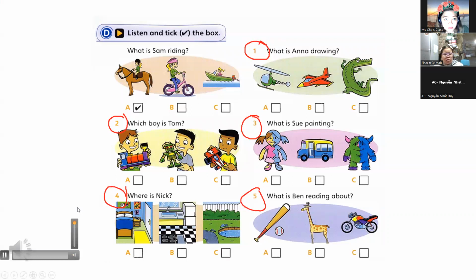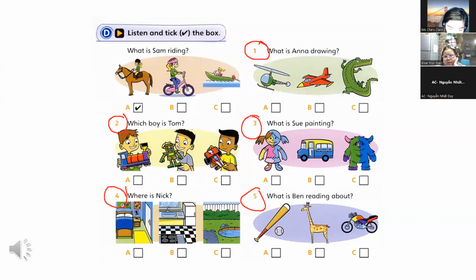21D. Play with us. Look at the pictures. Listen and look. There is one example. What's Sam riding? Is Sam riding her bike this morning? No, she's riding her friend's horse. Wow! Her friend's family have got a boat, too. But Sam can't ride in that. Can you see the tick? Now you listen and tick the box.